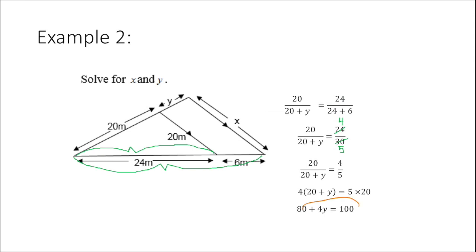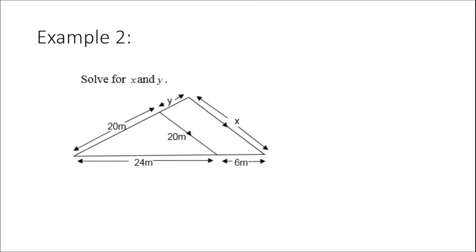Let's bring this 80 to this side. Subtract 80 from both sides. We get 4y equals 20. Divide both sides by 4. We get y equals 5. Now we have to solve for x. So we solved for y. Yay. Y equals 5. Our next step, small over big.